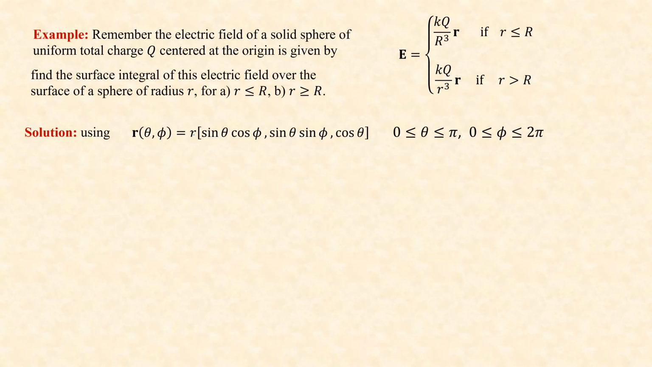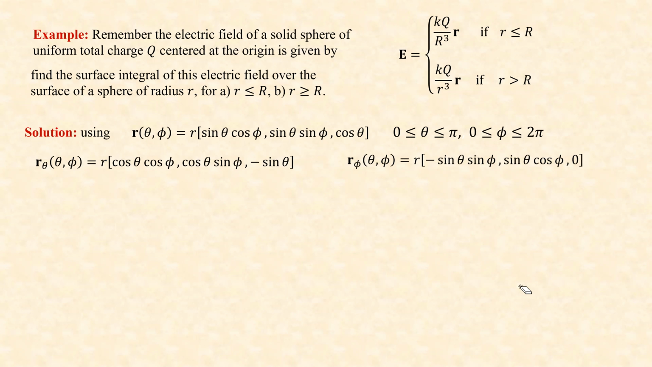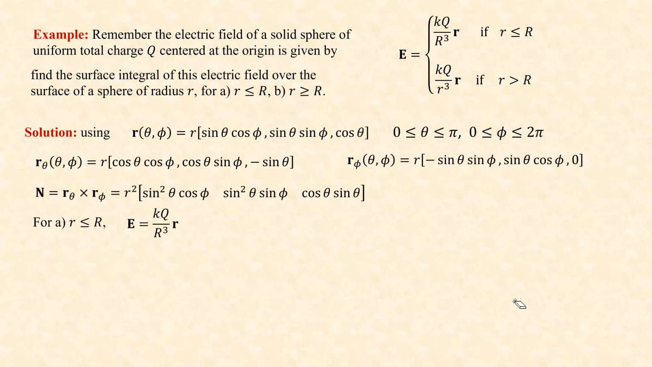Now we want to find the normal vector. To find the normal vector, we need the partial derivatives with respect to theta and phi. The partial derivative with respect to theta is the same as before, nothing new, except that now we have lowercase r here; it was capital R before. The partial with respect to phi is that, the same as before. We cross these two and find r squared times sine squared theta cosine phi, sine squared theta sine phi, sine theta cosine theta, remember?